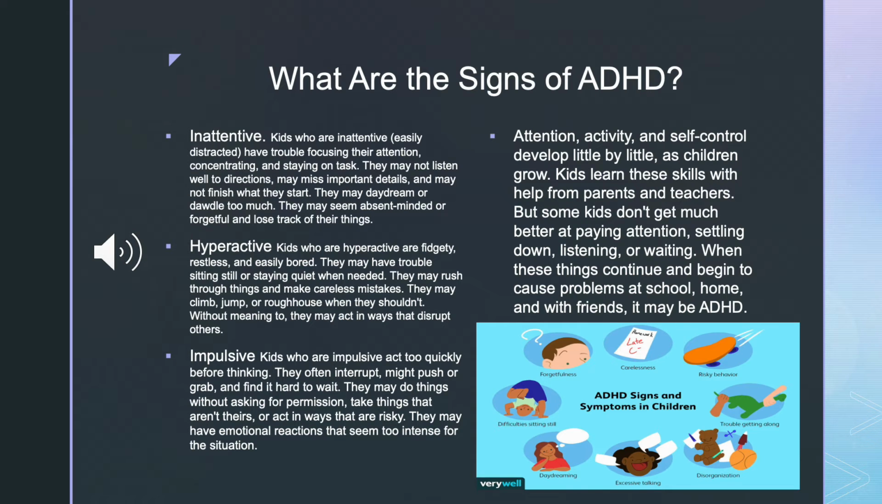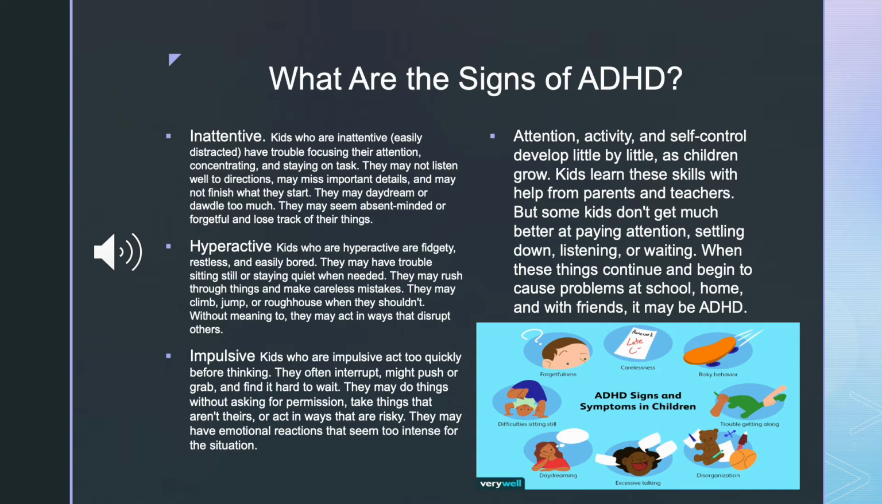What are some signs of ADHD? One is inattentive. Kids who are inattentive are easily distracted. They have trouble focusing their attention and concentrating and staying on task. They may not listen well to directions and may miss important details, as well as may not finish things that they start. Another sign is hyperactive. Kids who are hyperactive are fidgety, restless, and easily bored. They may have trouble sitting still or staying quiet when needed. They may rush through things and make careless mistakes. They may climb, jump, or roughhouse when they shouldn't. They may act in ways that disrupt others.